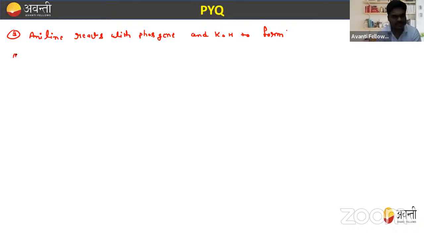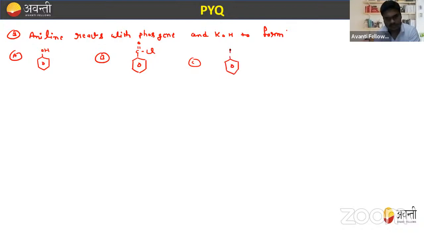The first option is phenol. Second option is... right. The third option is... right. And the fourth option is... right. So aniline reacts with ozone gas and KOH to form what?